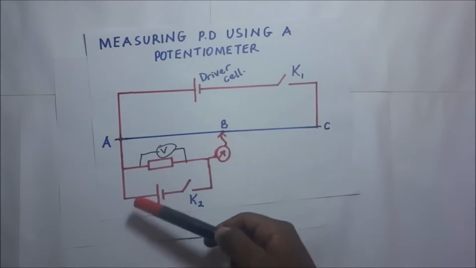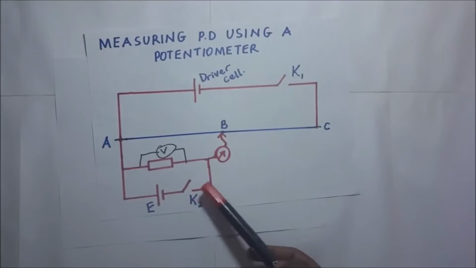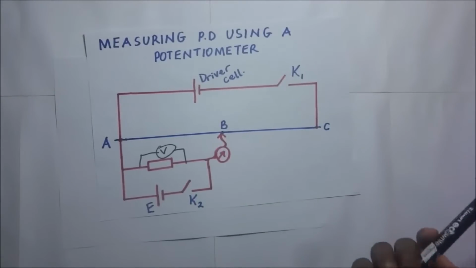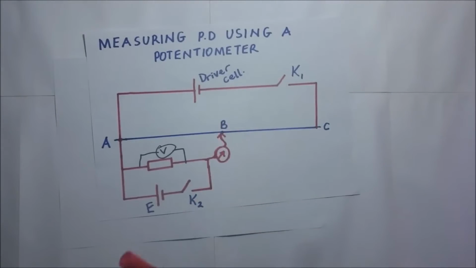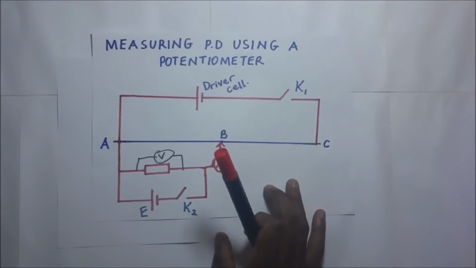Otherwise, if you're not using the potentiometer, you're not taking any readings, and you leave your switches closed, they'll be draining the cell, and when they drain the cell, you won't be able to get accurate results in the forthcoming readings or measurements you'll be making.